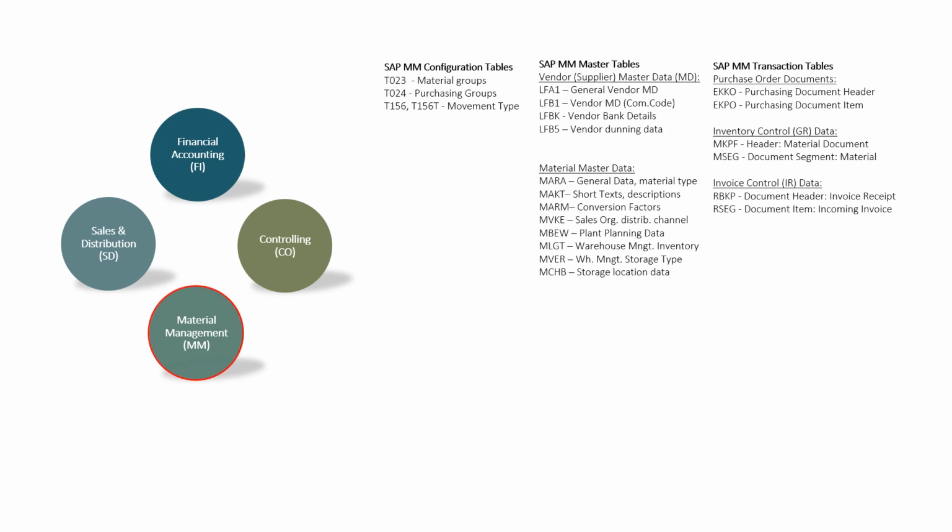The last module we briefly touched on is the Material Management module. Here you can find transaction data related to purchase documents, inventory control, and invoice control, also known in SAP FI as goods receipt and invoice receipt. If you are looking for details regarding material master or suppliers, these tables could be helpful.